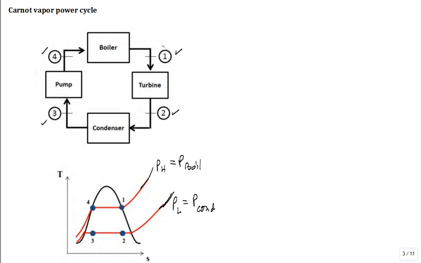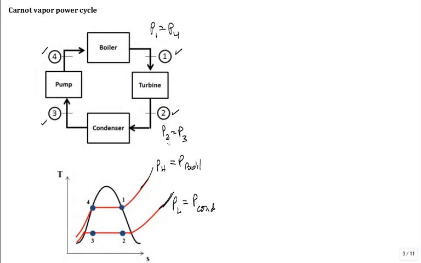Notice that the pressure at 1 is equal to the pressure at 4. Is there any pressure drop in the boiler? No, it's a great boiler. And the pressure at 2 is equal to the pressure at 3. Is there any pressure drop in the condenser? Nope, not at all.